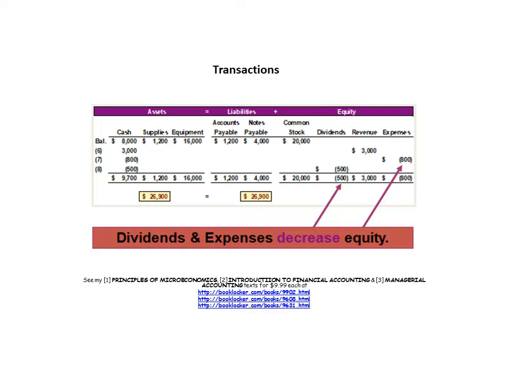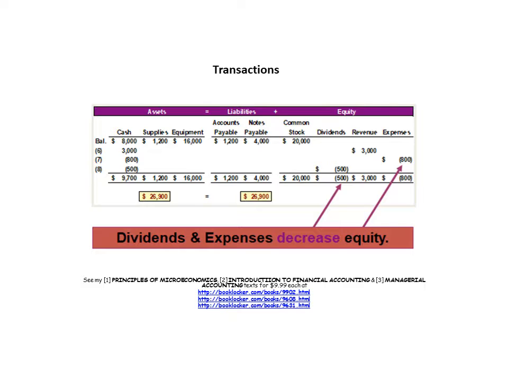Just look at the numbers over here under these headings. Revenues increase equity, see the positive 3,000. Expenses decrease equity, see the bracketed or negative 800. And dividends decrease equity, see the bracketed or negative 500. Let's walk through the transactions, see if they make sense.